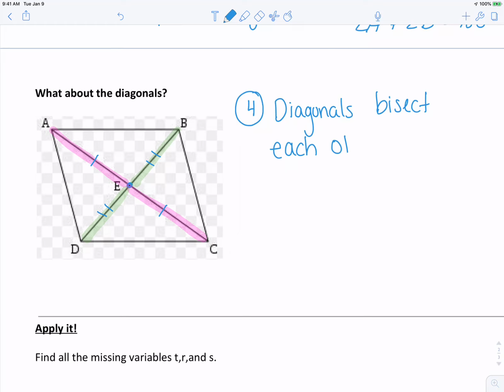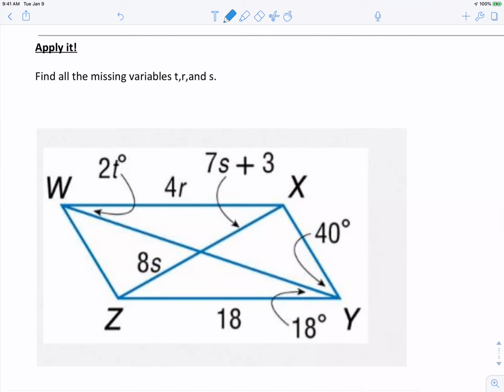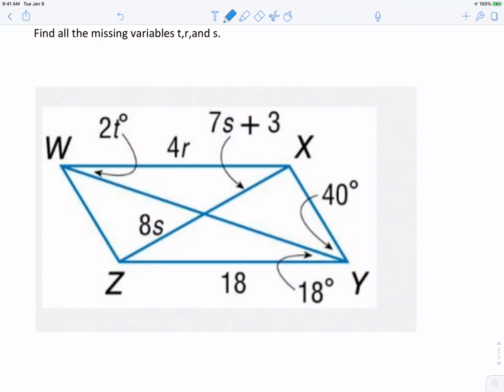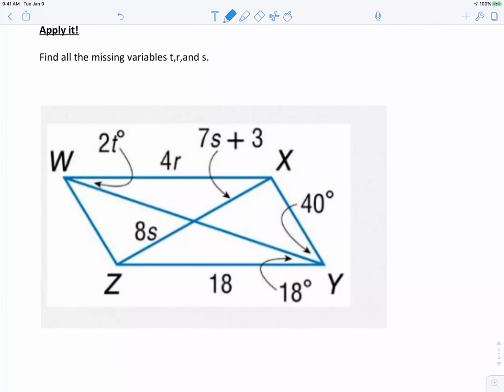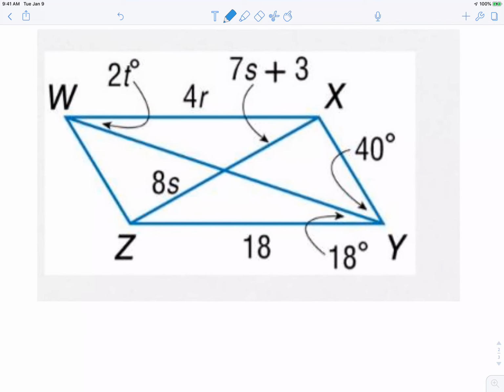Okay, in the next unit, when I'm back, we're going to be doing a lot of proof with all of these properties. But for now, we're just going to use those properties to solve for missing measures. So that's what your homework is going to focus mainly on. So let's practice some. In the Apply It section, it says find all missing variables T, R, and S.